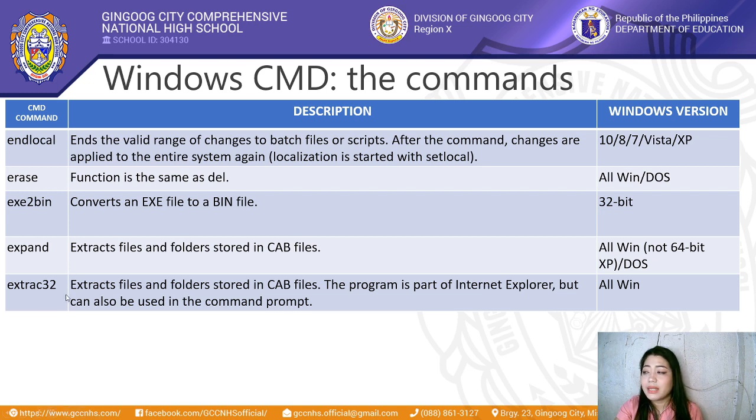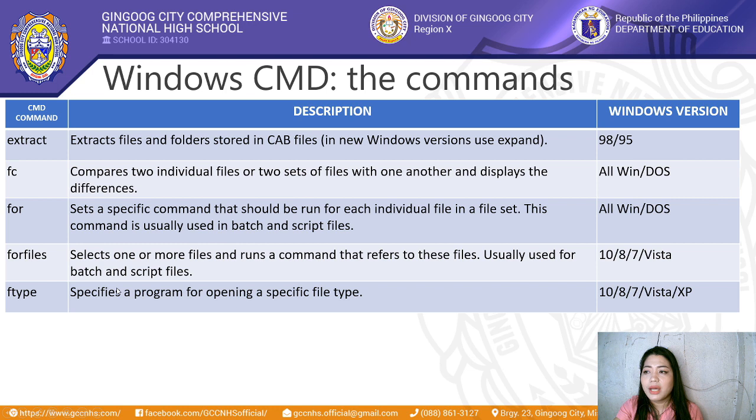Expand32 is the same as these. This extract32 is the same as expand, right? And we have extract, which extracts files and folders stored in cab files. FC compares two individual files or two sets of files. For sets specific commands that should be run for each individual file in a file set. For files selects one or more files and runs a command that refers to these files.